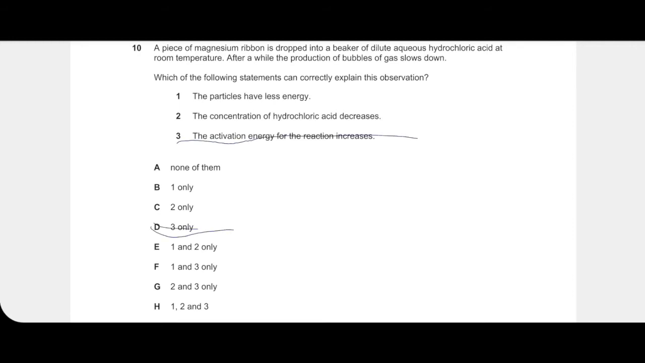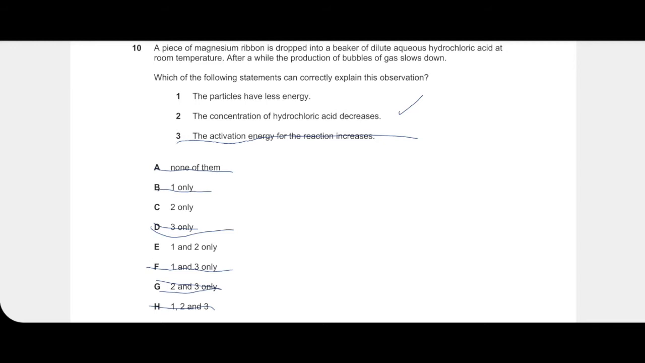D is incorrect, F is incorrect, and H is incorrect. Now, let's look at statement number 2. The concentration of hydrochloric acid decreases. This is true because over time, as the magnesium solid reacts with hydrochloric acid, the hydrochloric acid will be used up to form magnesium chloride and hydrogen gas. So statement number 2 is correct. So anything with statement number 2 should be deemed correct.